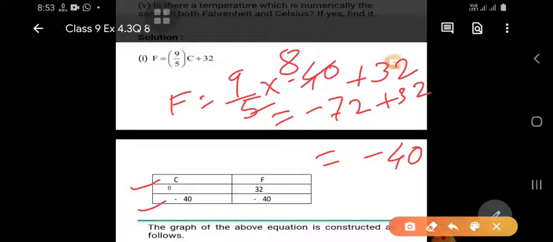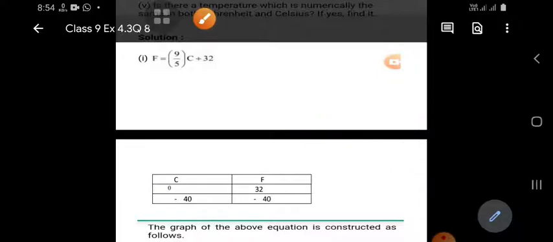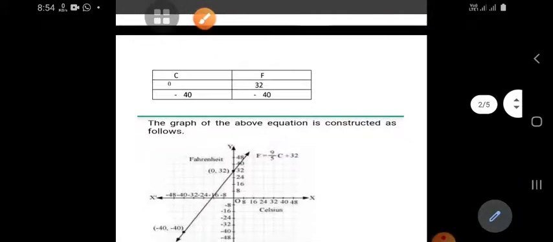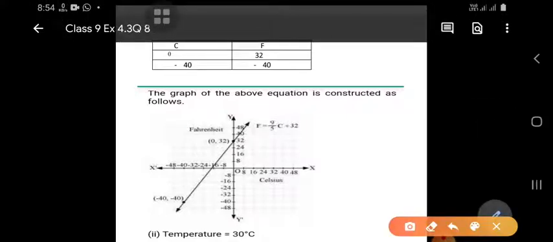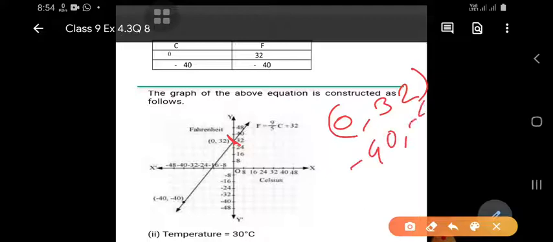Now we will plot it as a graph. Look at here. This is the graph. So we will find the coordinates. One is 0, 32. Where is the point? This is the point: 0, 32, x coordinate is 0 and y coordinate is 32. And another point is minus 40, minus 40.